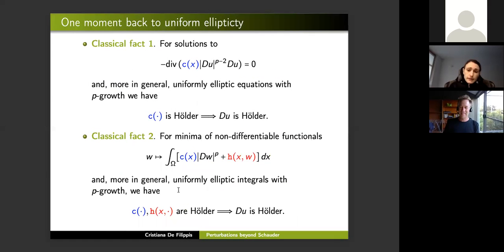Now, let me recap a little bit what I told you so far. I presented essentially two classical facts. The first one is that solutions to this kind of uniformly elliptic equations admit the following implication: if the coefficient is Hölder, then the gradient is correspondingly Hölder, okay? Moreover, second classical fact, when dealing with non-differentiable functionals of this type, if coefficients are Hölder continuous, then the gradient is Hölder continuous, okay?